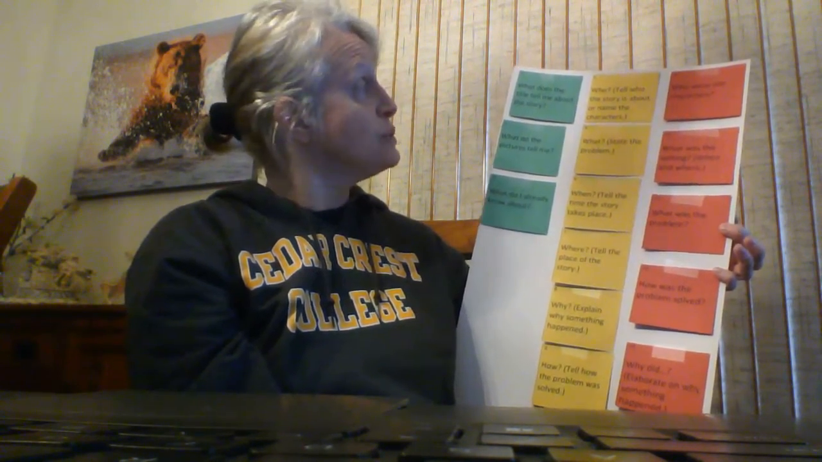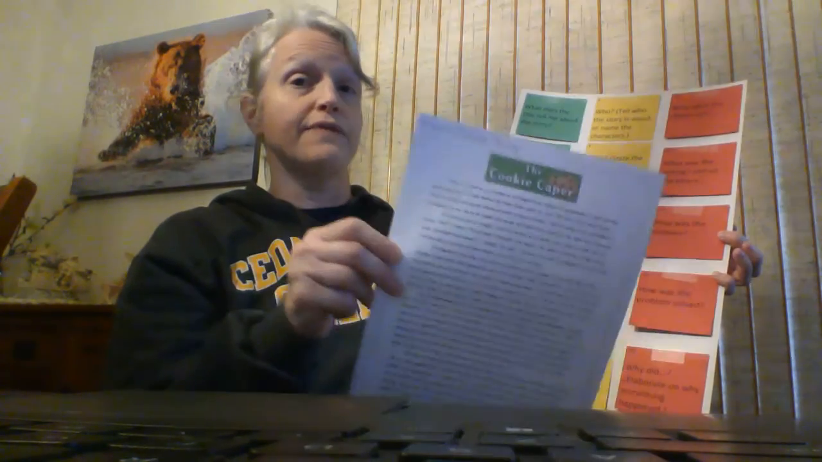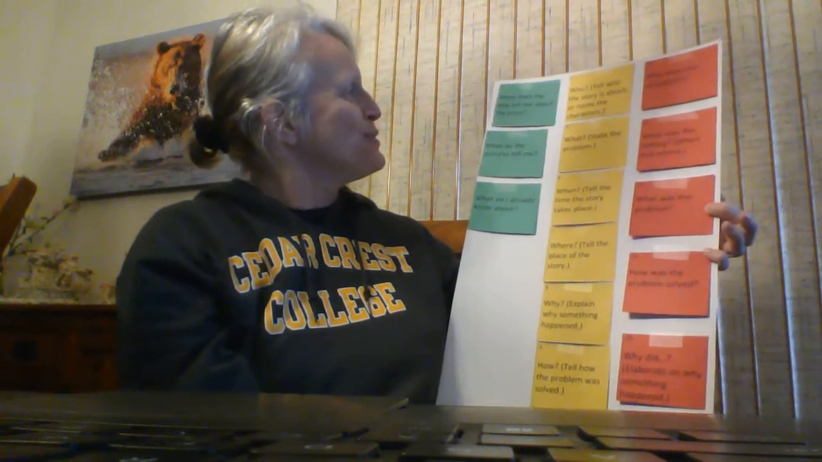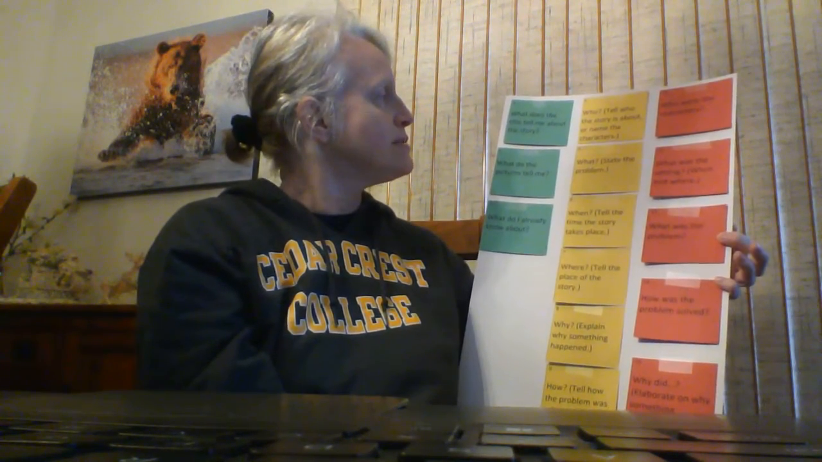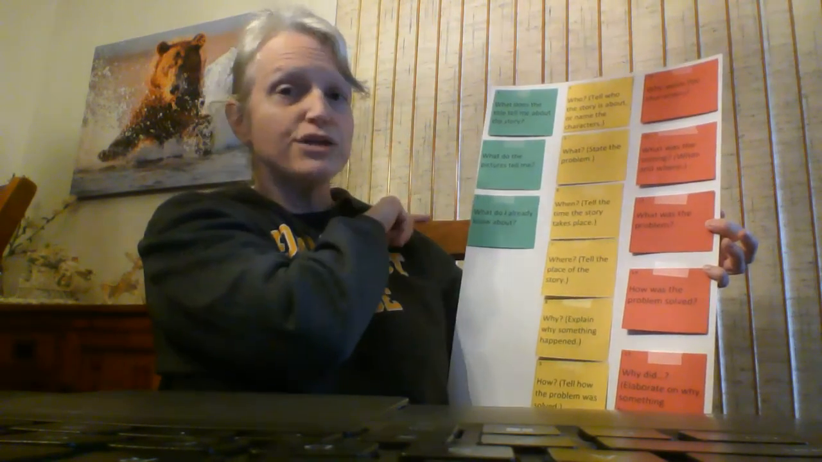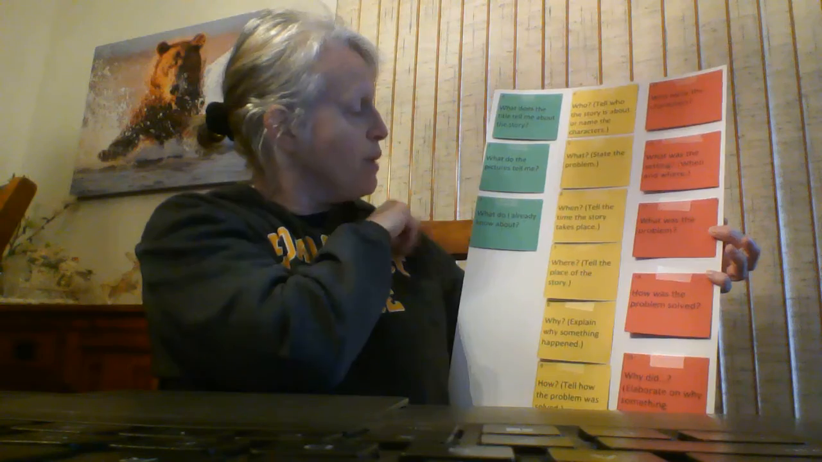How these are used is, you would first introduce the students to the narrative reading passage that you're going to have them read. In this example, the Cookie Caper, I would give each student one of these pages. Then I would ask the students the green card questions, which are designed to be asked before reading. They are: What does the title tell me about the story? What do the pictures tell me? What do I already know about? So, what does the title tell me about the story?